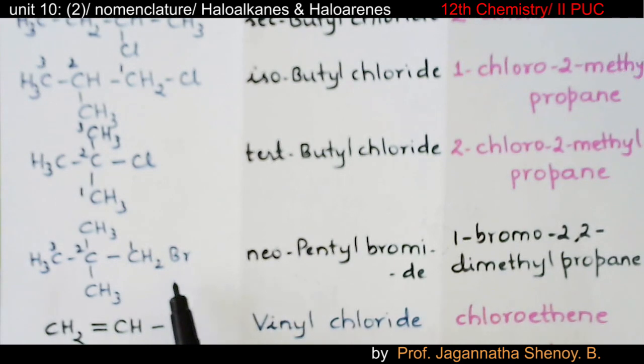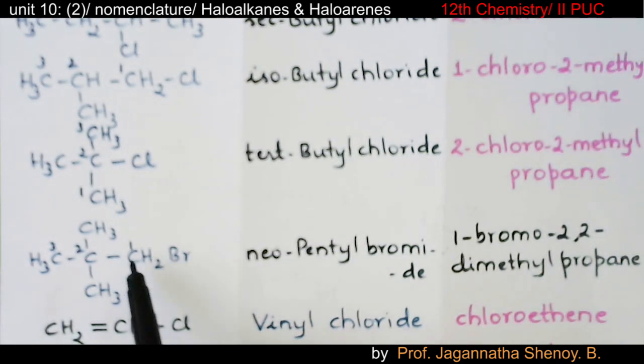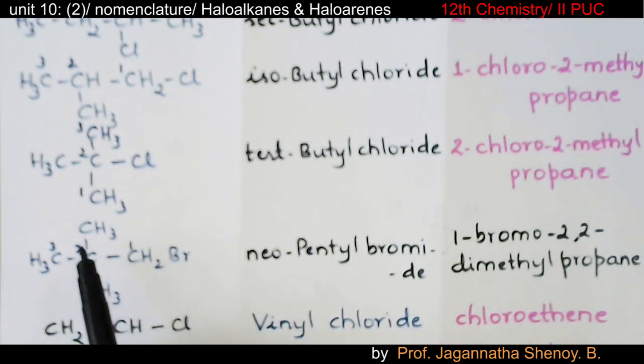Going to the IUPAC name, on the first carbon atom, we have a bromo group. On the second carbon atom, we have 2 methyl groups. That's why the IUPAC name of the compound is 1-bromo-2,2-dimethylpropane. I repeat, on the first carbon atom, we have a bromo group. That's why it is 1-bromo-2,2-dimethylpropane, the IUPAC name.